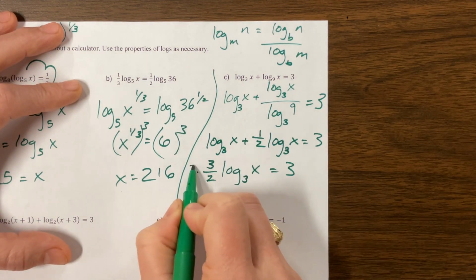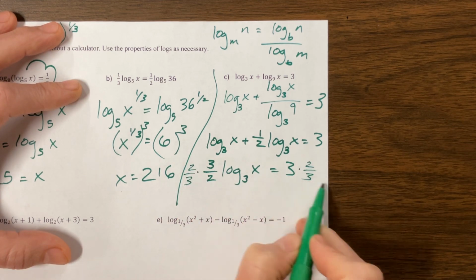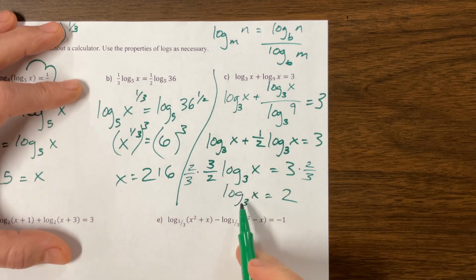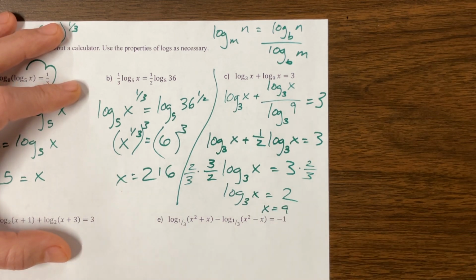I'm going to multiply both sides by the reciprocal to get rid of that, and then the 3's cancel, I'm left with 2. I have log base 3 of x is equal to 2. 3 squared equals x, so x equals 9. I thought that was a clever problem.